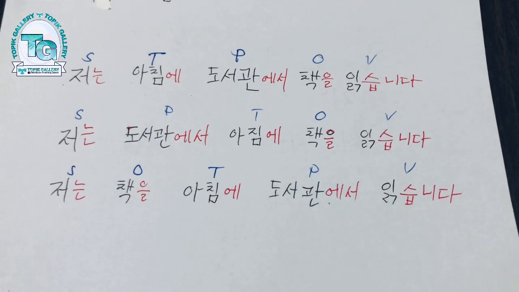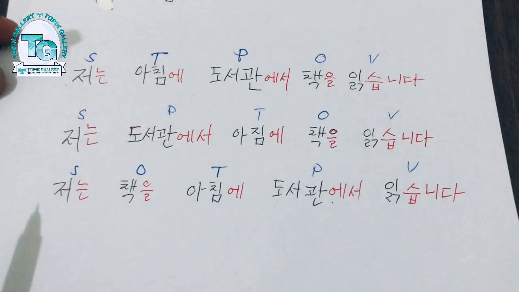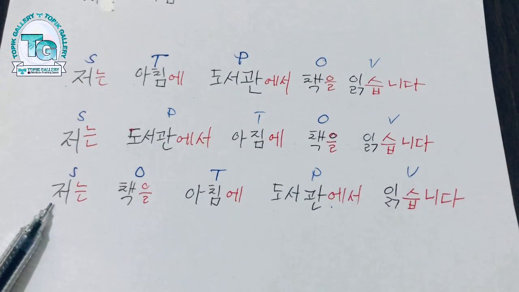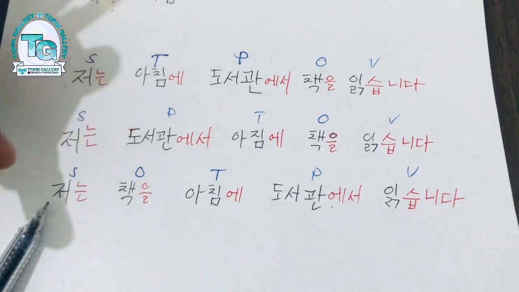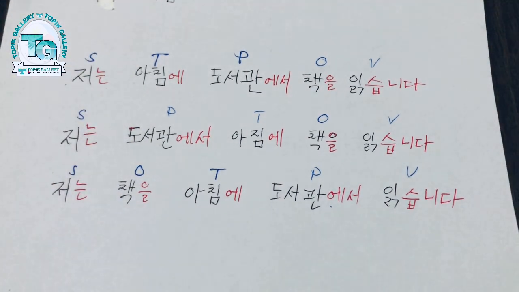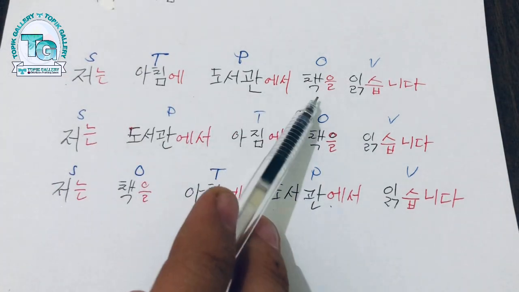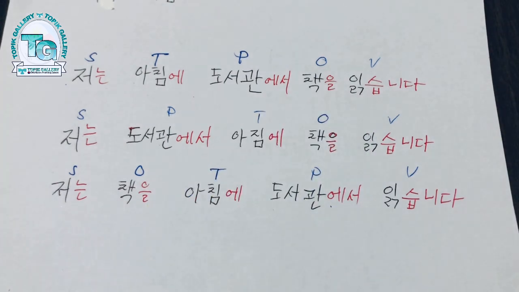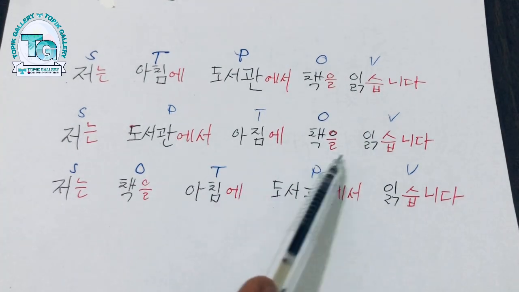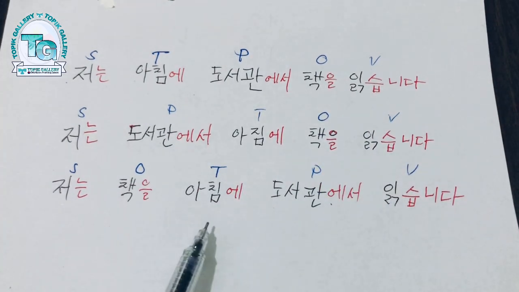Okay, so in Korean kasi guys, usually talaga no, itong verb always, in most of the cases, always at the end of the sentence. And sa part naman ng subject, okay, in most of the cases rin, they remove this one, no? They omit, okay? So instead of saying 저는 아침에, they just say 아침에 도서관에서 책을 읽습니다. Okay. 도서관에서 아침에 책을 읽습니다. 책을 아침에 도서관에서 읽습니다. Okay, ganun.